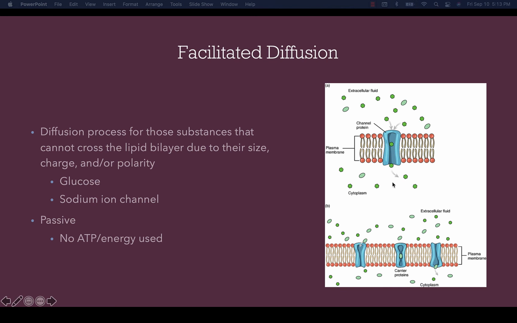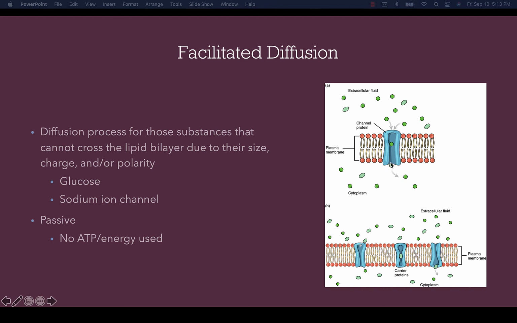And this is called facilitated diffusion, which is the diffusion of substances through the lipid bilayer with the aid of a protein. And the reason they can't get through is due to their size, or their charge, or their polarity, and that's kind of shown here. Although glucose can be more concentrated outside the cell, there's definitely more green blobs out here, it can't get through because it's not nonpolar. It is hydrophilic, okay? And so it needs the help of a protein to get through.